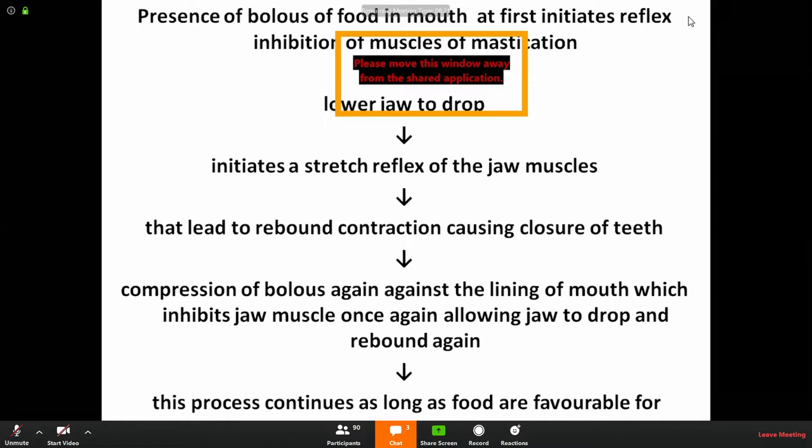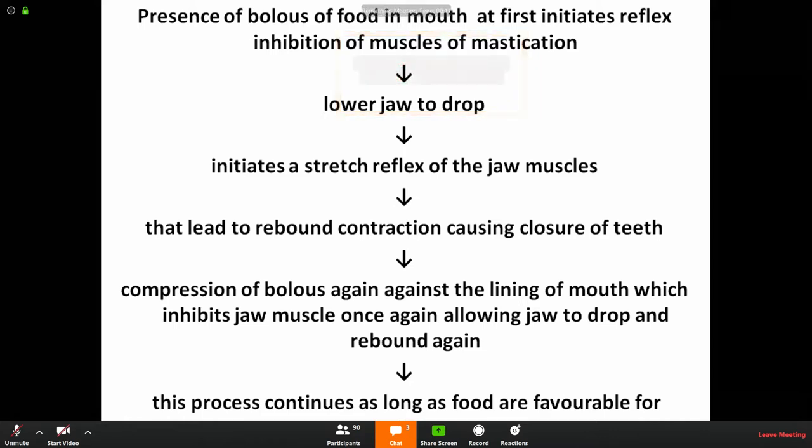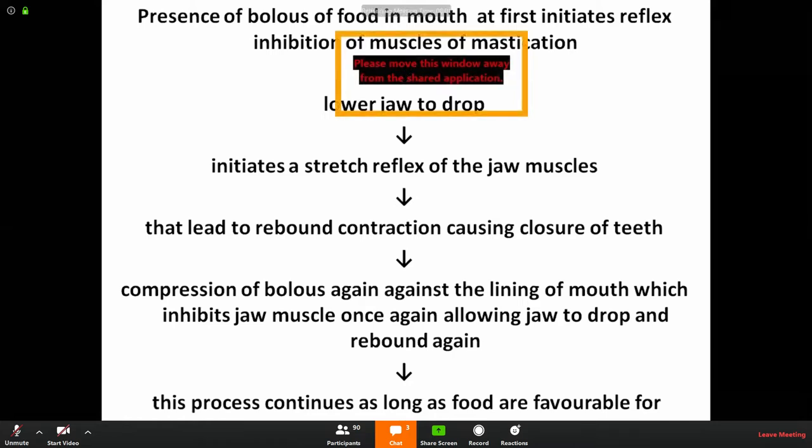So how does the process of mastication start? The presence of food in the mouth at first initiates reflex inhibition of the muscles of mastication. The muscles of mastication, the temporalis and masseter muscles, are inhibited. When they are inhibited, the lower jaw drops downward, which initiates the stretch reflex of the jaw muscles.